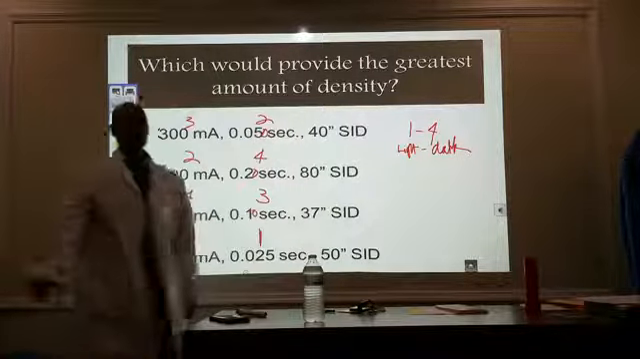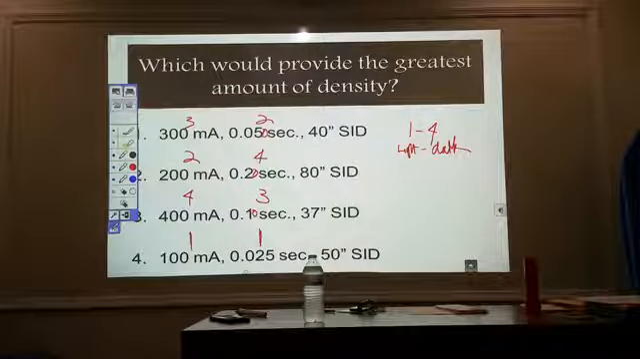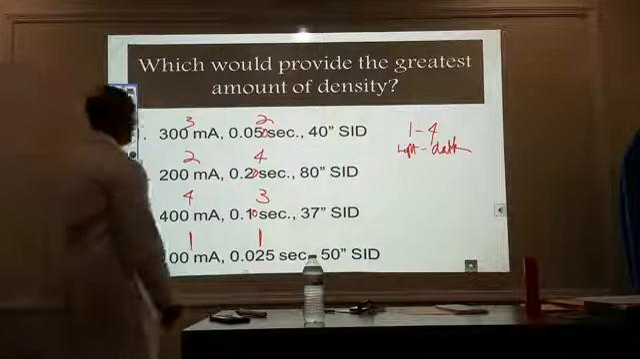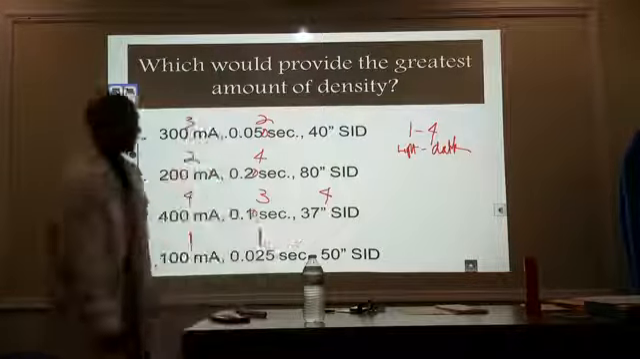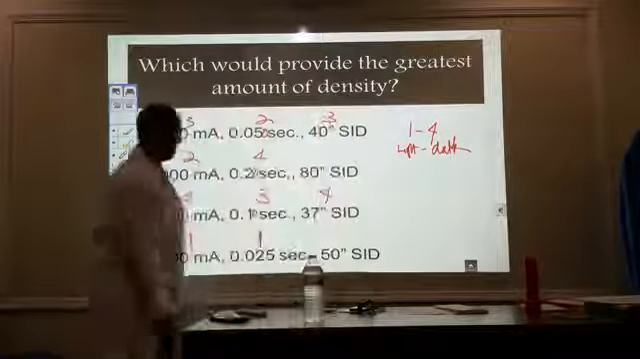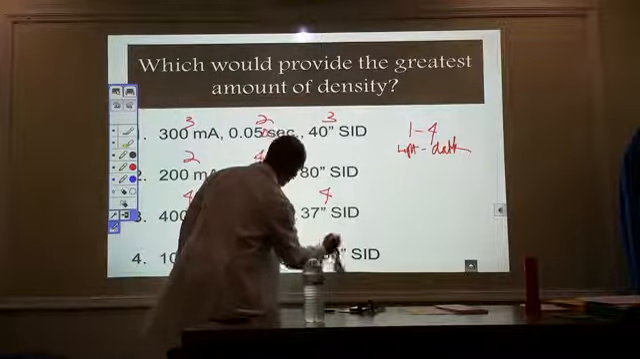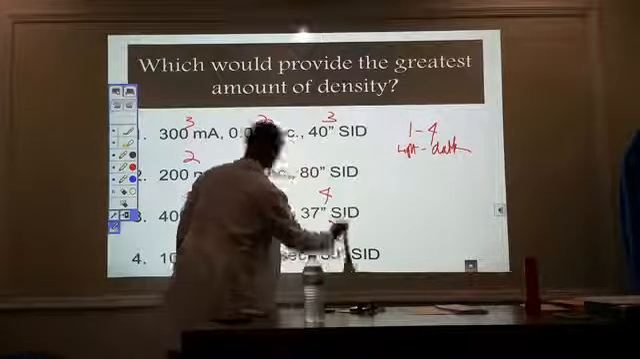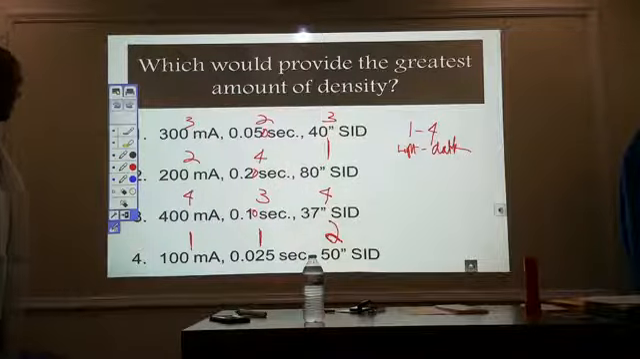And then SID. Do I want to be closer or further away to give me more density? Closer. Closer, all right. Number 3, 4. You've got to stand back. 4, 3. Does that look right?